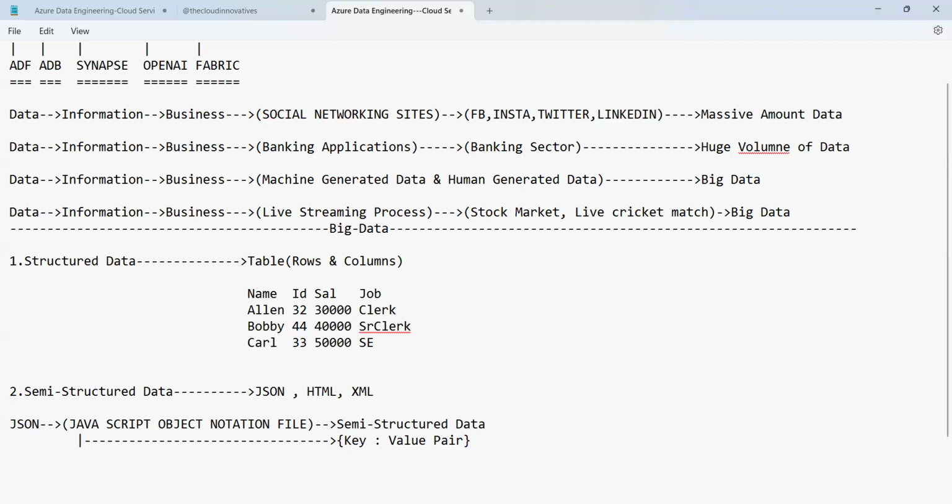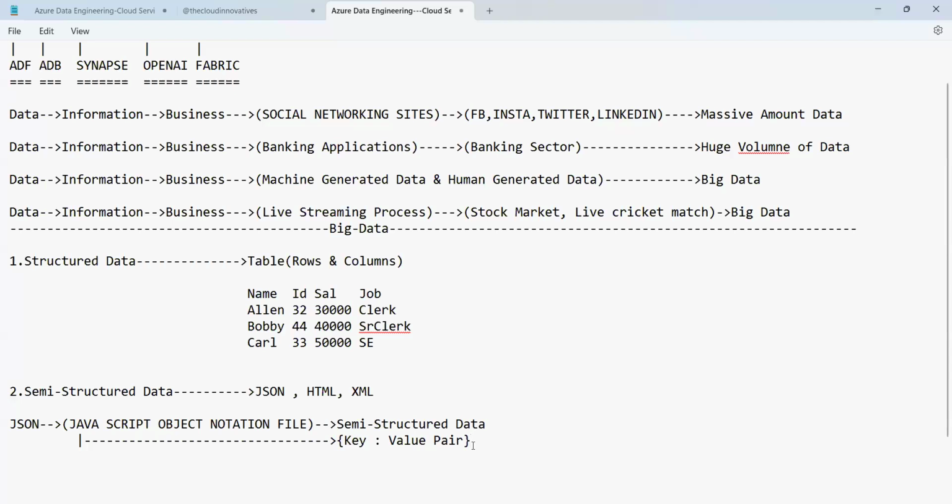So what is key here? Column names are called keys here. Value means the value inside the column, such as Alan is the value for name, Bob is the value for name, Carl is the value for name. In the same way, clerk is the value for job, senior clerk is the value for job, and software engineer is the value for the job column. So pair is nothing but together. The key and the value together is called a pair here.